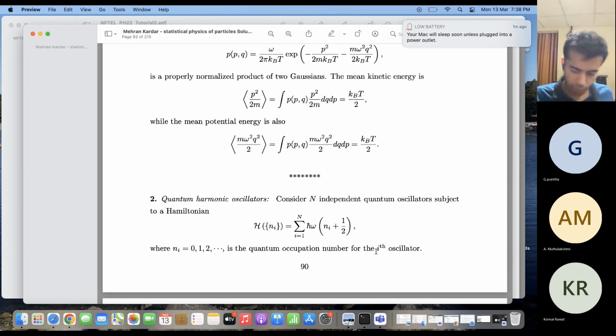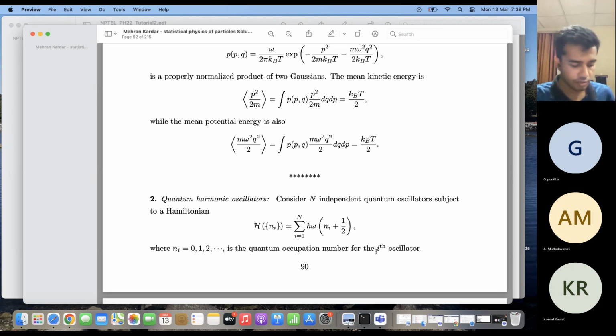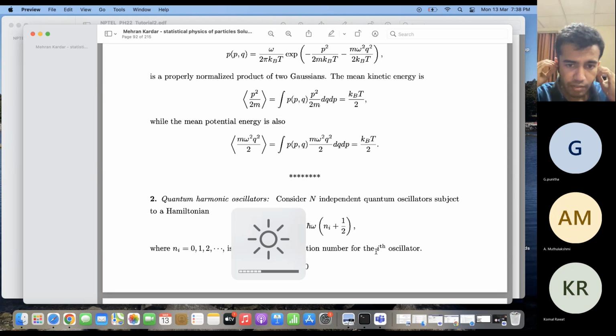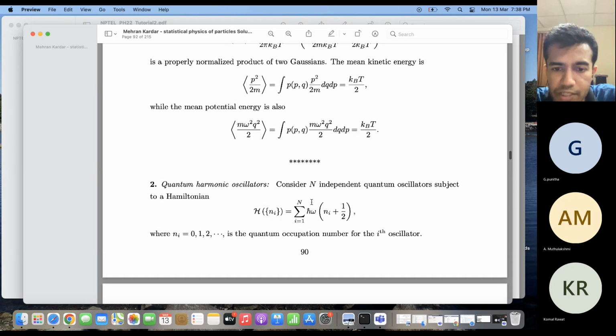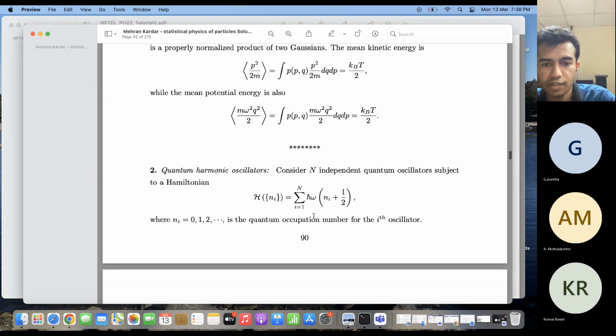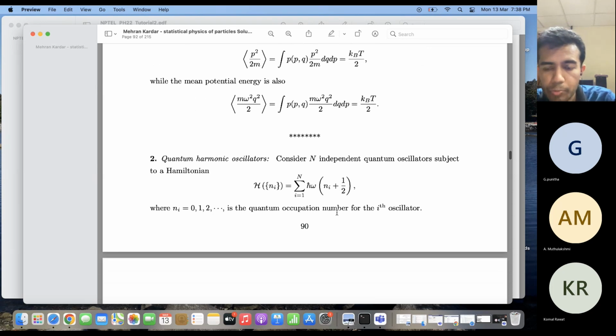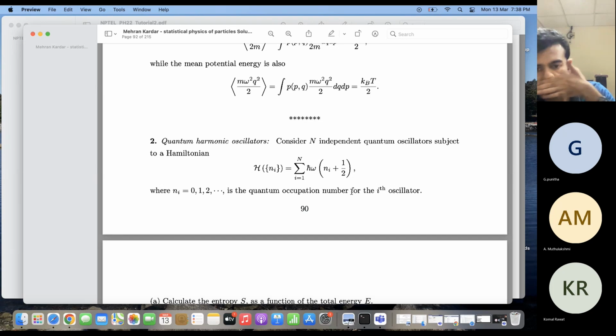Now moving on to quantum harmonic oscillators. Again, we have a similar concept as the classical one. For a quantum harmonic oscillator, the energies have this particular form. The only difference is that the energy levels are discrete, unlike the classical oscillators. Ni is the quantum occupation number for the ith oscillator. So the ith oscillator can be in any of the energy levels which are defined by Ni.